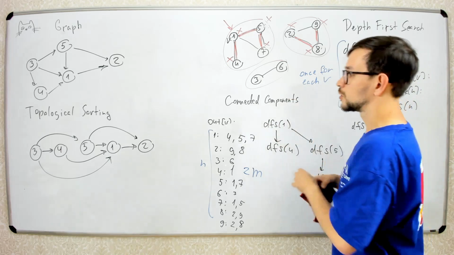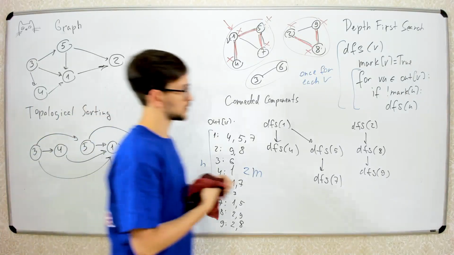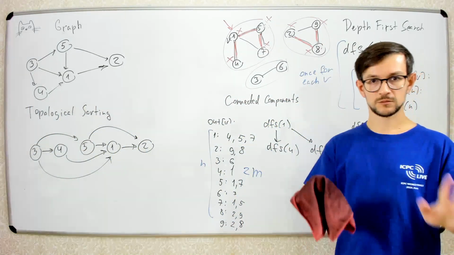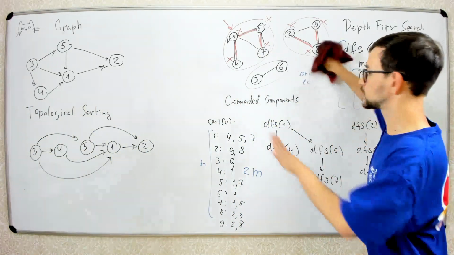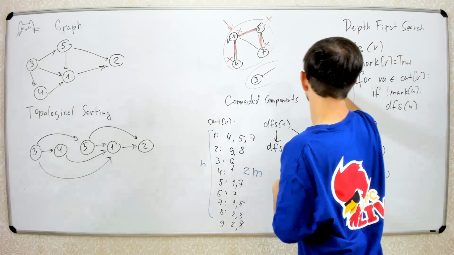Now let's see how to make this topological ordering. There are two ways to make topological sorting, and both ways are actually important. So I will just explain both ways.